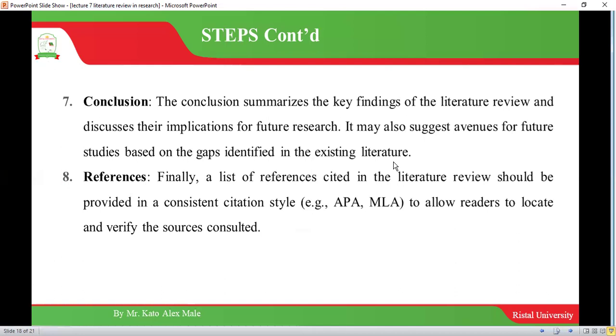Then the final part of the review is the references. A list of references cited in the literature review should be provided in a consistent citation style. There are very many styles, still under research methods too. We shall see all these referencing styles: APA, MLA, and others. This allows readers to locate and verify the sources that you consulted. These referencing styles are very crucial because once you click on that reference, it will take you directly to the article being considered. I guess that one is clear.